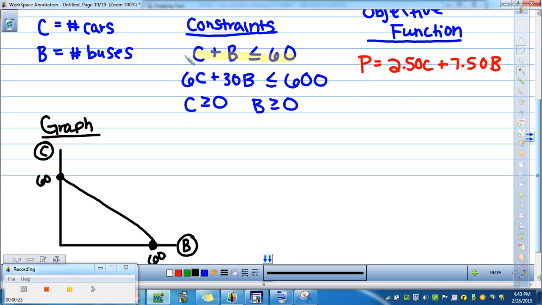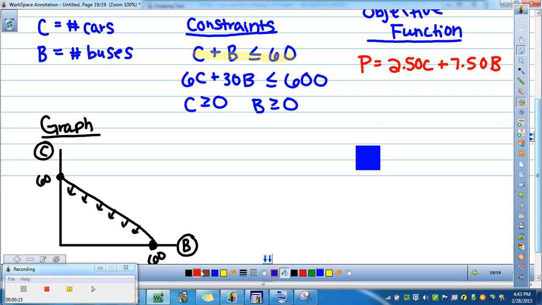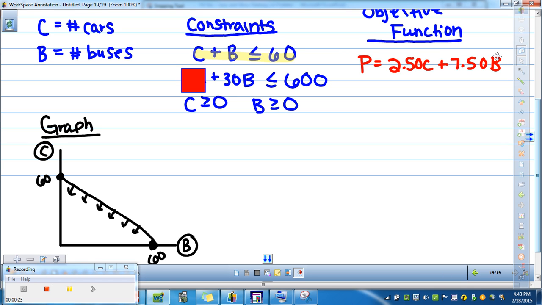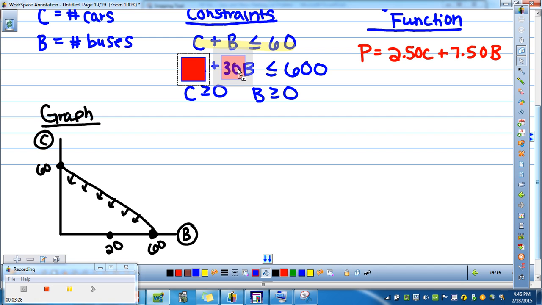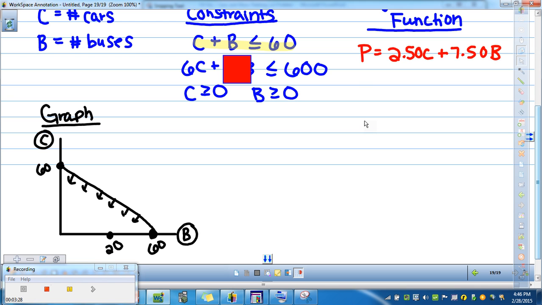And if we do our test point of 0, 0, 0 is less than 60, so we will shade toward the test point. To graph our other constraint, if we cover up the C and solve for B, we can get the B-intercept. 600 divided by 30 is 20. On the B-axis, we're going to label it 20. And if we cover up the B and solve for C, 600 divided by 6 is 100, so that will be the C-intercept.